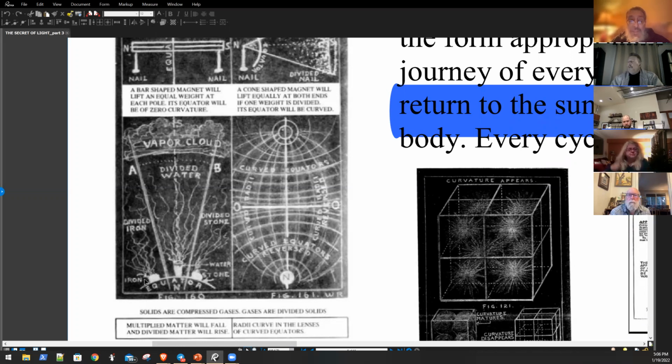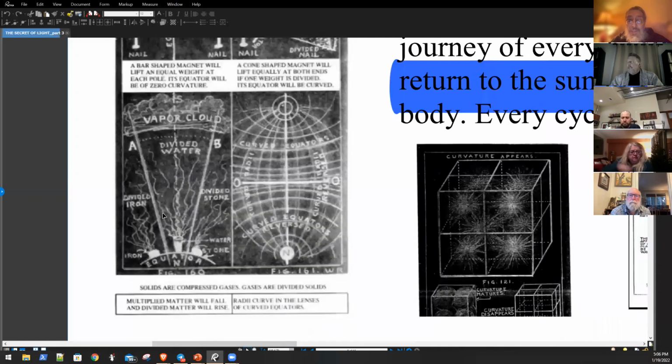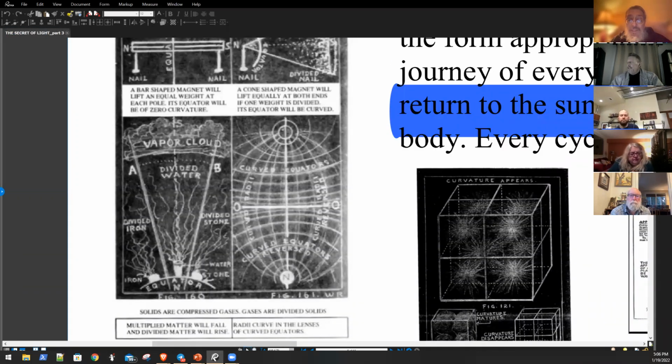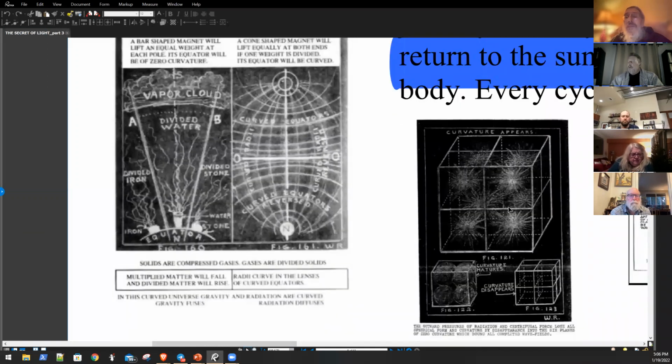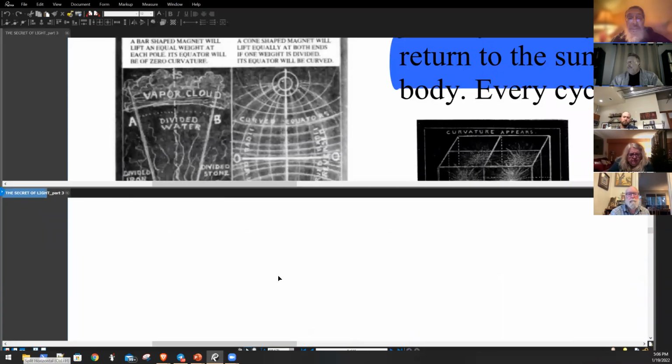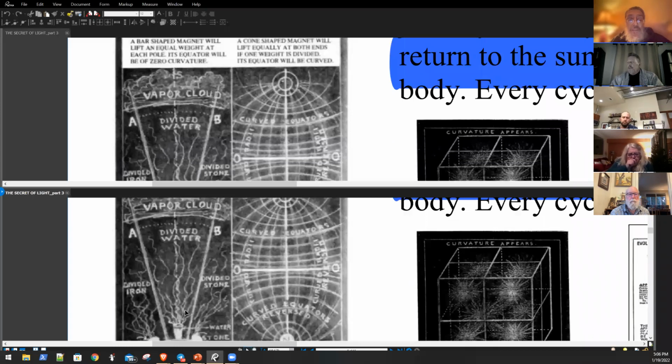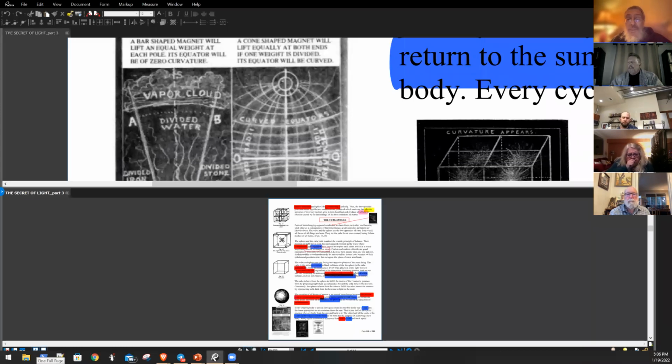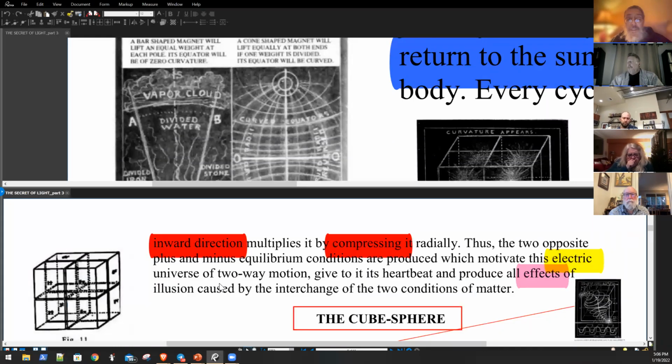So, as we begin to look at these concepts of how matter is made, how matter is set forth. Shoot. There we go.